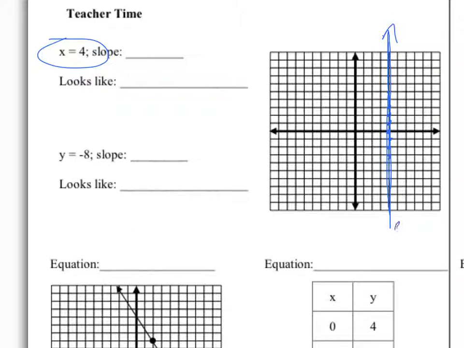Okay? So this is what x is equal to 4 looks like when it's graphed. It's this nice vertical line that shows us all of the different places where x would be equal to 4. It represents all of the solutions, all of the pairs where x is equal to 4.